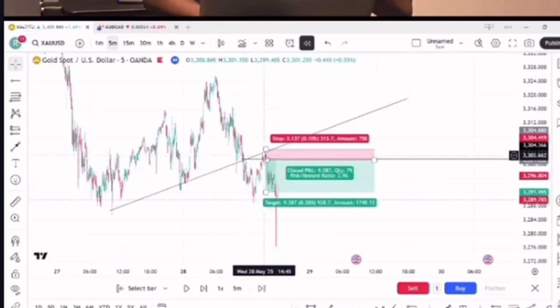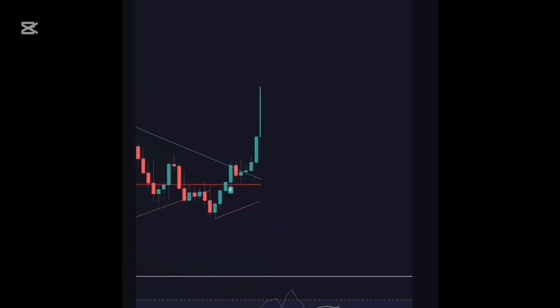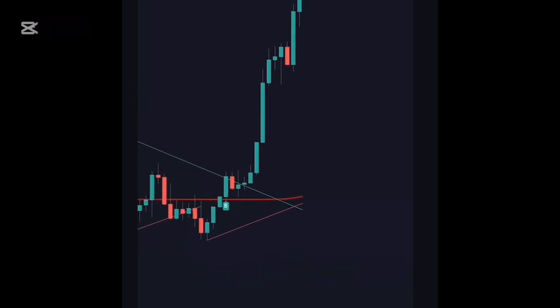Price comes to tap in the level. It gives you a confirmation, a bearish confirmation, a bullish confirmation. Then you take the trade. As simple as that. The most unique trading strategies that you'll ever see on TradingView.